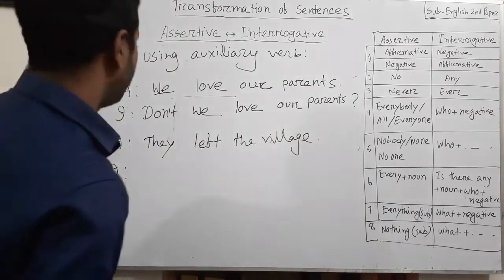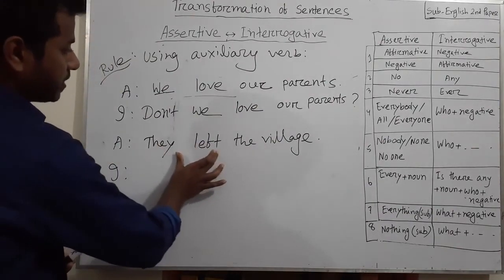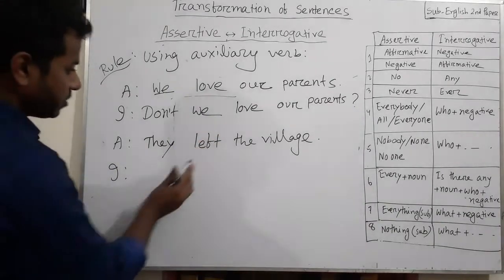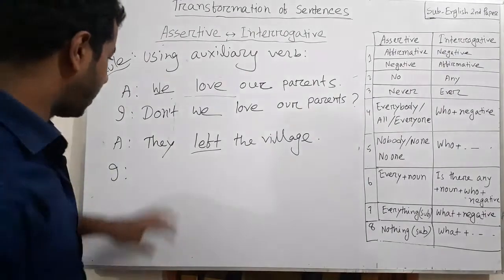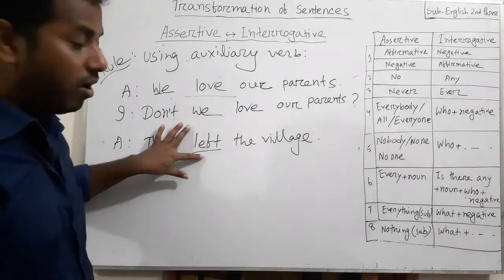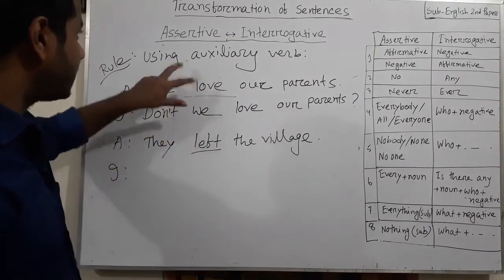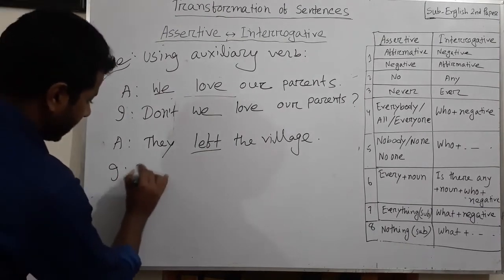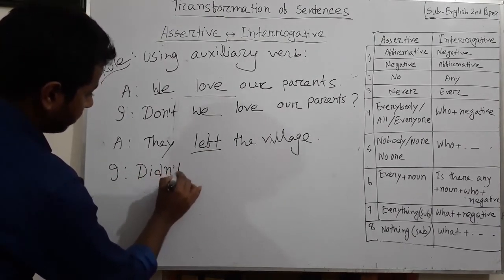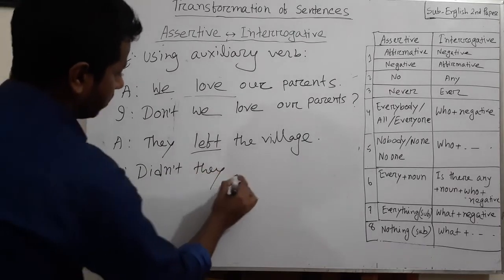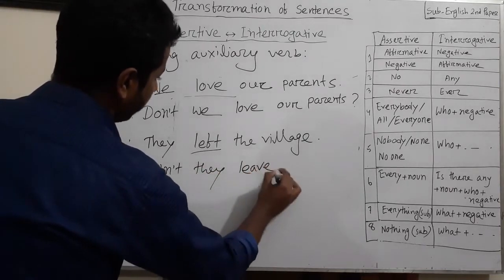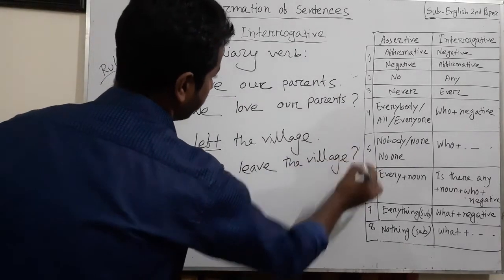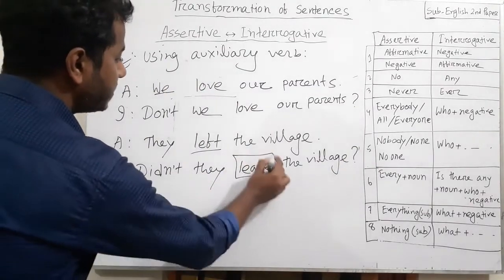They left the village. So there is no auxiliary verb also, and if we want to make it an interrogative sentence, we have to bring an auxiliary verb. And look at the tense of the sentence. It is in past indefinite tense, and in past indefinite tense there will be the auxiliary verb did, and as it is an affirmative sentence, in the interrogative sentence it will be negative form. So bring did as the auxiliary verb, then negative didn't, the subject, then the verb, leave the village, question mark.